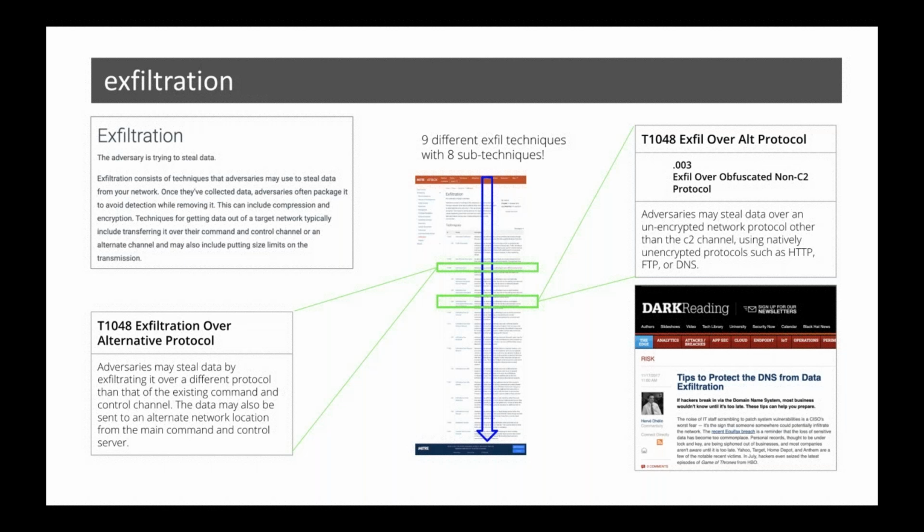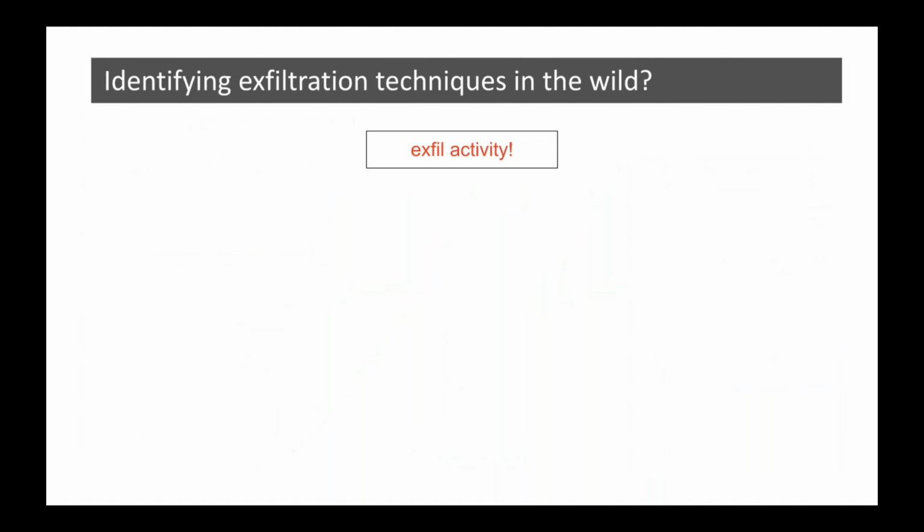T1048, exfiltration over alternative protocols. So that's where the adversary is using something perhaps differing from their C2 channel. So maybe they come in and communicate over HTTP with their C2 servers, but they choose a different protocol to actually get the compromised data out of the environment, perhaps like DNS. And I've highlighted here on the right a Dark Reading article about tips to protect yourself against data exfiltration over DNS. We'll actually look at a specific example in today's webcast.